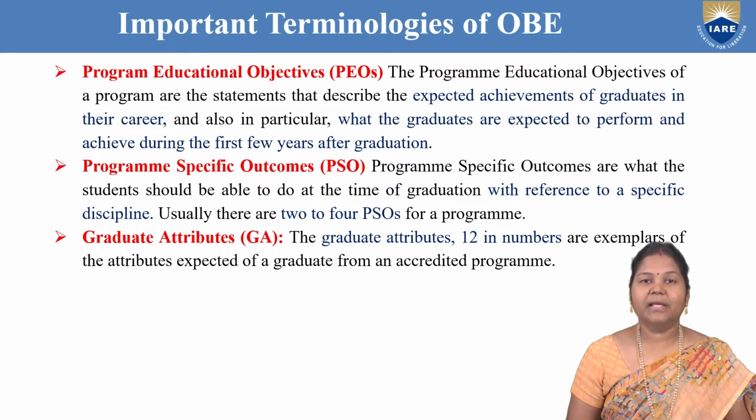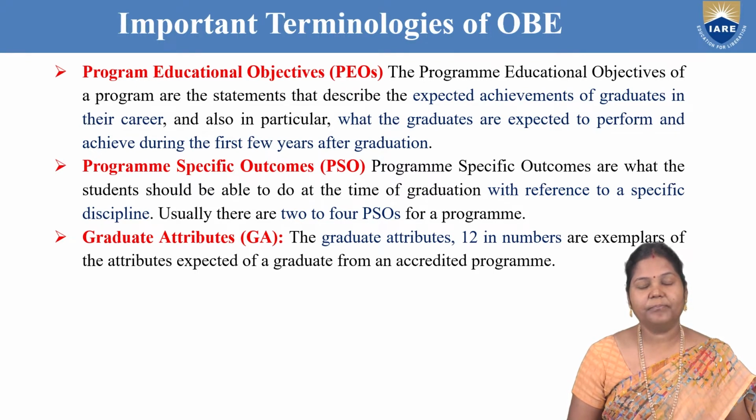For example, if a student is studying BTech in computer science, then there are a number of program outcomes which are specified by NBA, followed by which every department has to specify 2 to 4 program specific outcomes that the students are expected to achieve.